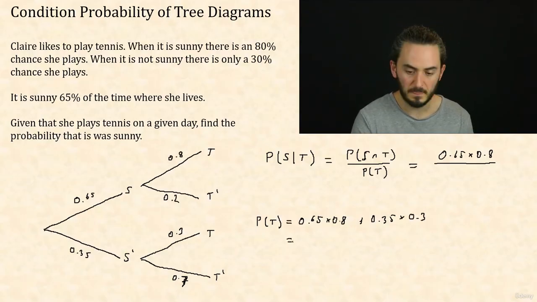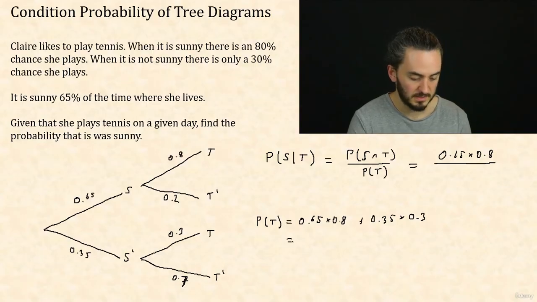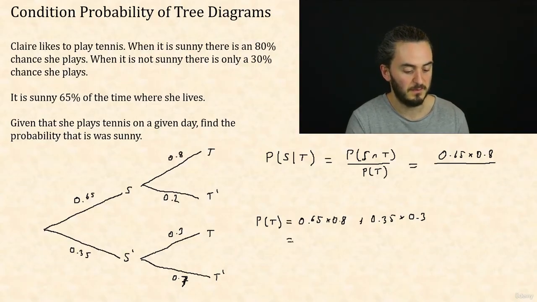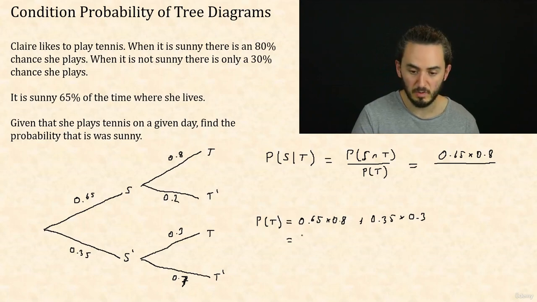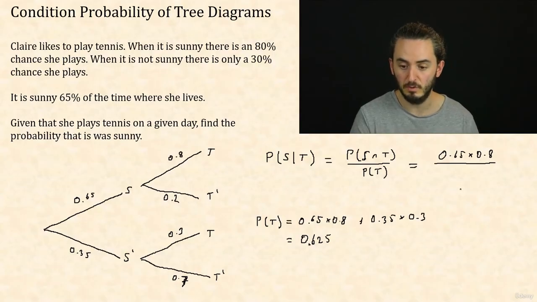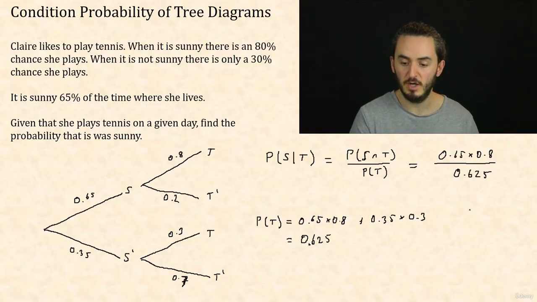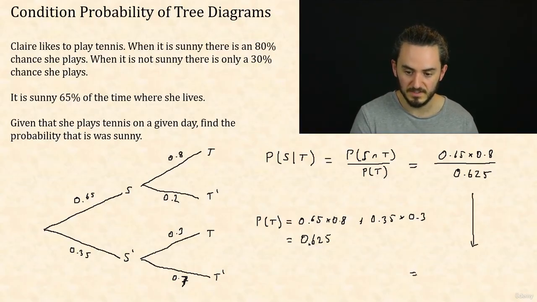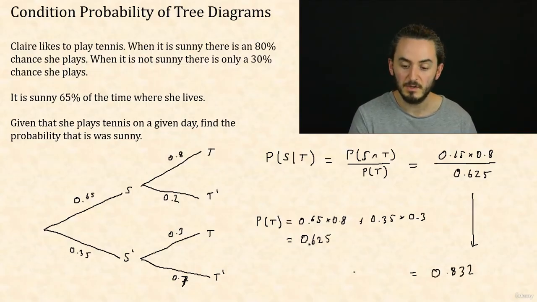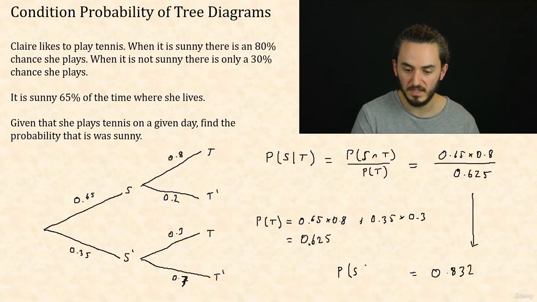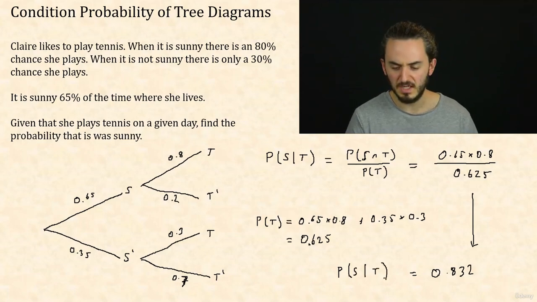So what's that? Well, I key that into my calculator, 0.65 times 0.8 plus 0.35 times 0.3. Well, that's 0.625. So that's the probability that she plays tennis overall, and that's what I'm going to be dividing by. Now I can just work all of this out. All of that is equal to 0.65 times 0.8 divided by 0.625. And what do I get? I get 0.832. So that is the probability that it was sunny given that she played tennis. So let's just think about that for a second.